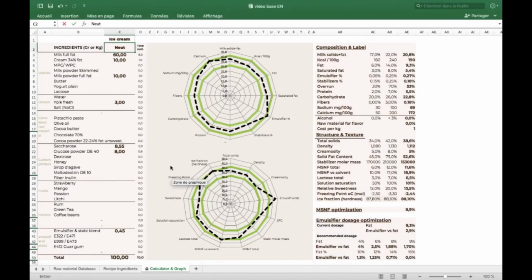First, we will enter the name of the flavor and the date. Then, let's return to the recipe. The top graph corresponds to the composition of the product. This is the information that will appear on your label.